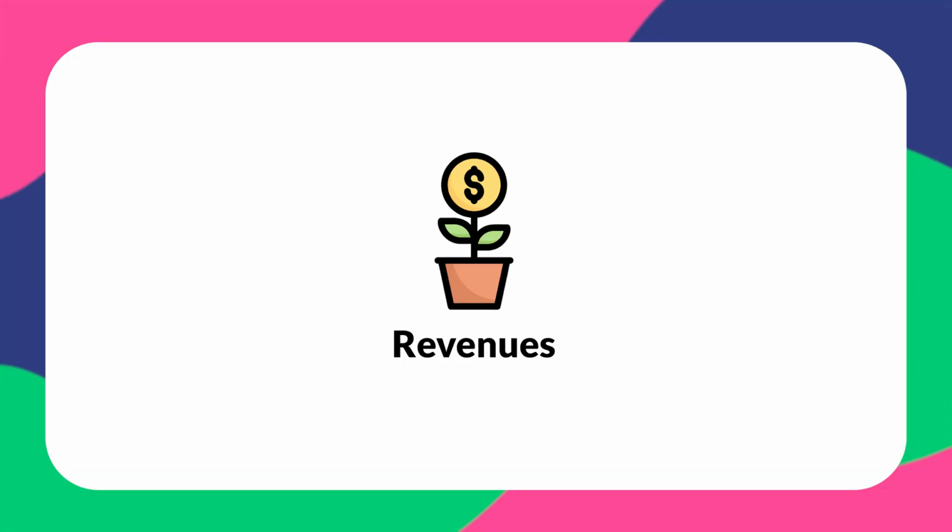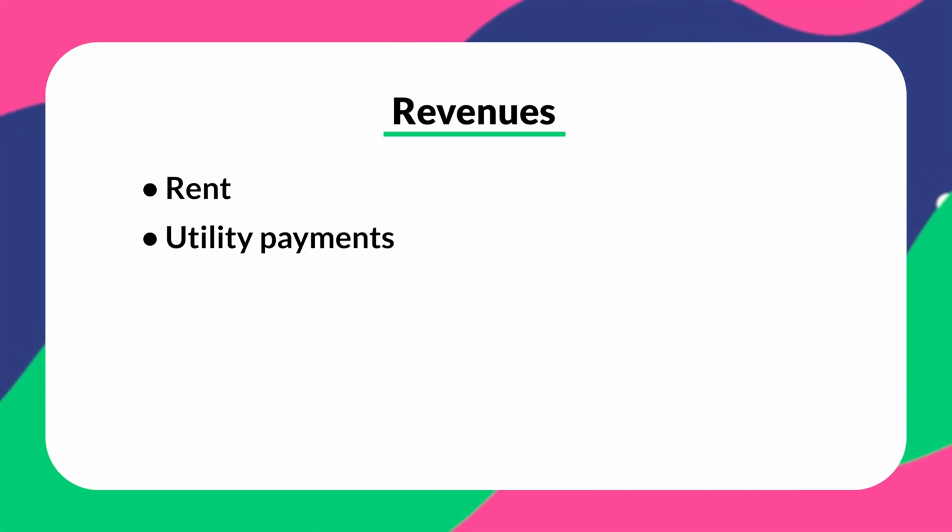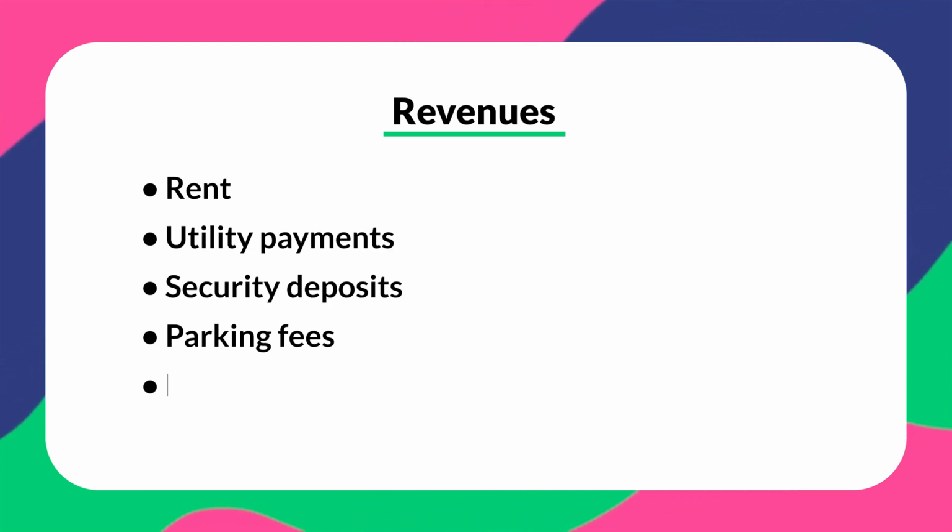If you manage your own rental properties, this typically comes down to one main account: rent payments. However, it also includes any other source of revenue such as utility payments, security deposits, parking fees, pet rent, anything like that. Second is your expense account.